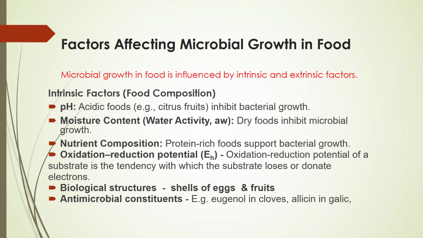Another factor is oxidation reduction potential. The oxidation reduction potential of a substrate is the tendency with which the substrate loses or donates electrons. Substrates that lose electrons will spoil easily because they can disintegrate easily. Biological structure is another one.